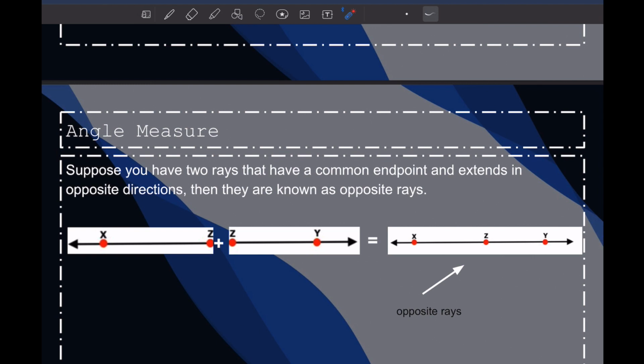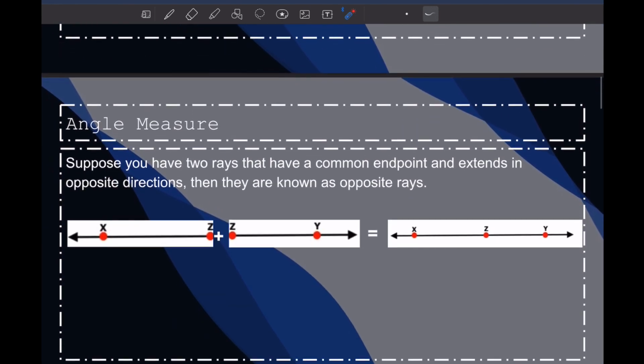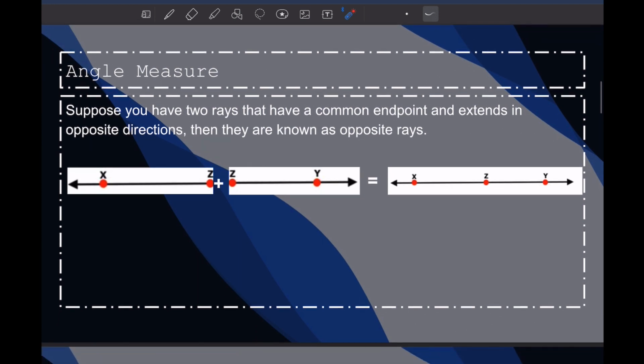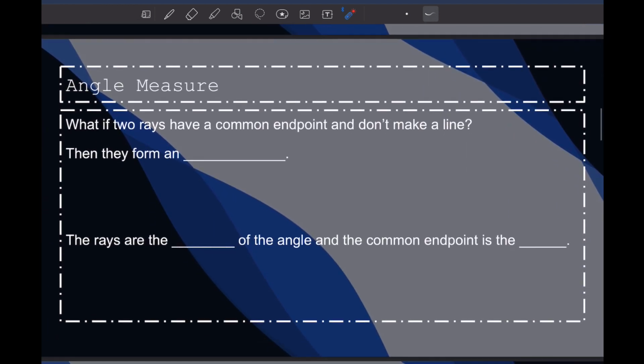So it's a straight line, or basically, let me put it this way: you have two rays, they have a common endpoint, they connect, and then it's a straight line, and they're going in opposite directions, right? So those are the characteristics of opposite rays. Oh, I'm sorry, this should not be there. It's an extra slide. All right, let's go ahead and talk about this.